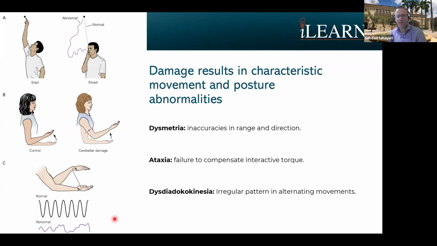But what is the cerebellum, and why does damage to the cerebellum cause these weird things, meaning that you can still generate movement, but it is not exactly what you wanted to do, as if it has its own mind and does not follow your commands? That is why we actually have to study the cerebellum.